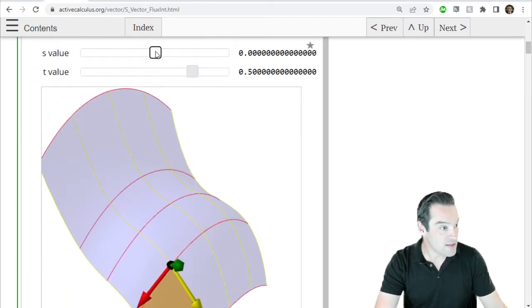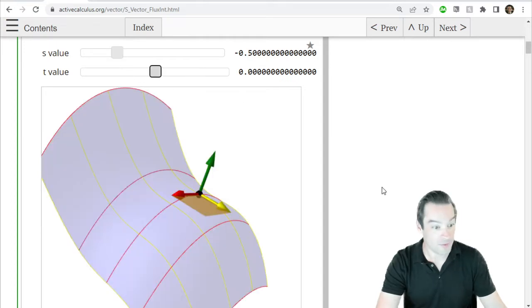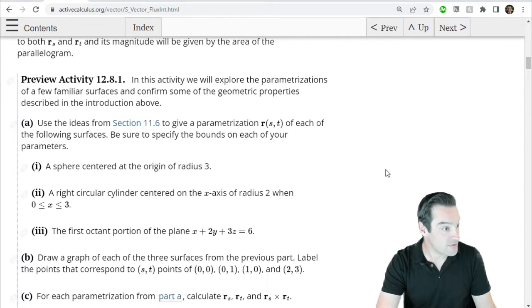And of course, these things can vary from one point to another point on my surface as I move around, right? And so when I say normal vector, we're not getting a single vector. We're getting potentially a different vector at different values of s and t as I move along my surface.